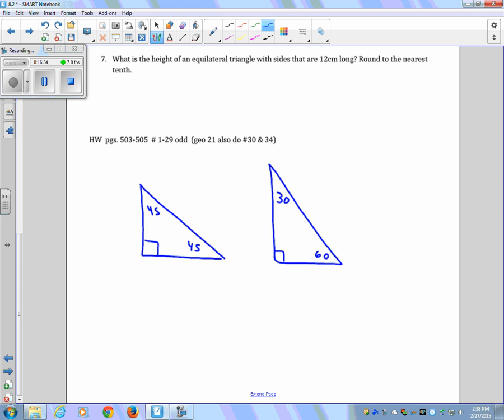We've got 30, 60, 90. We've got 45, 45, 90. I want you to make sure that you can label the sides. So memorize the side relationship. Just a little trick for you: I always look for the smallest angle. The smallest angle is across from the smallest side. So I'm going to go across from 45 and put an S. Across from 45 and put an S. Across from 30 and put an S. Across from the smallest is the S.